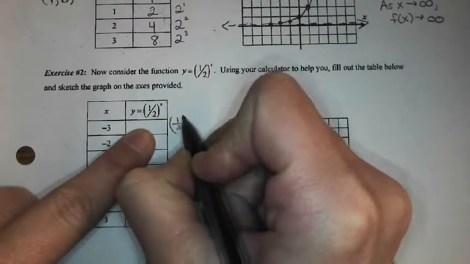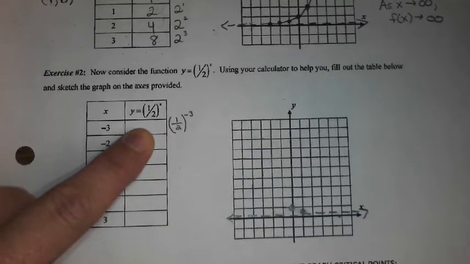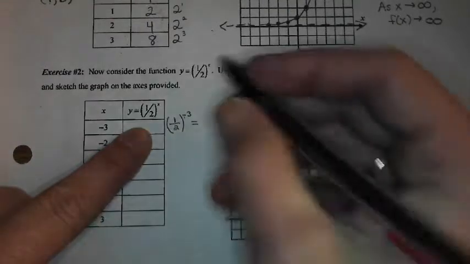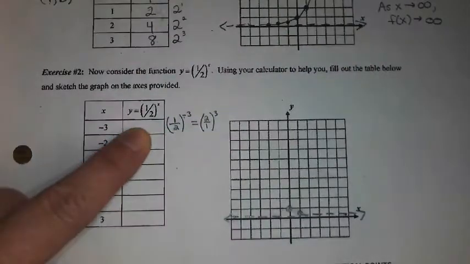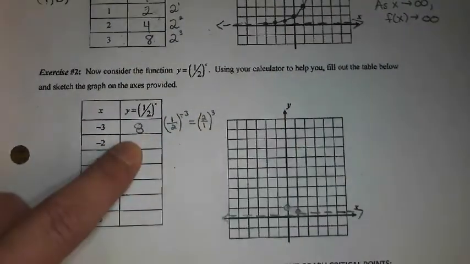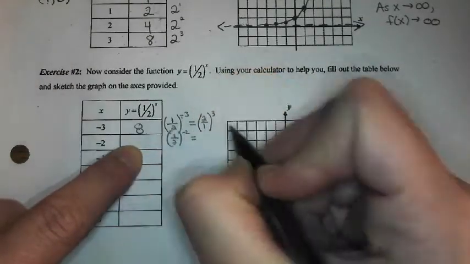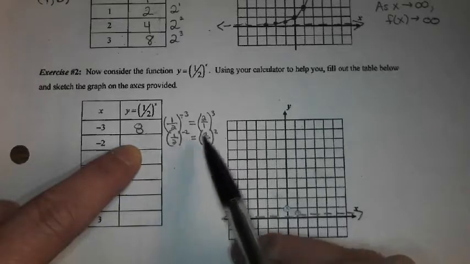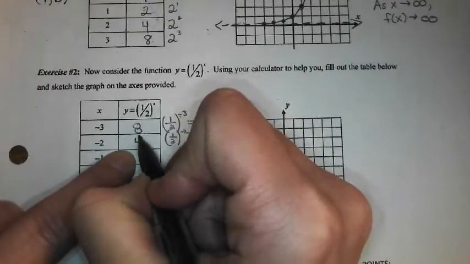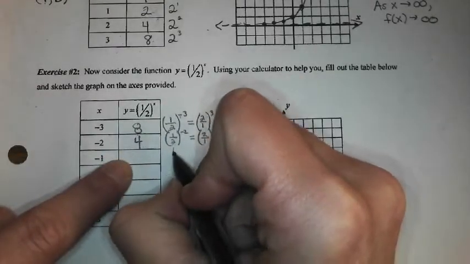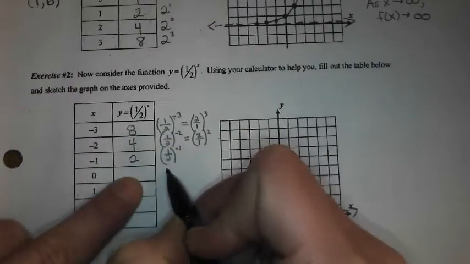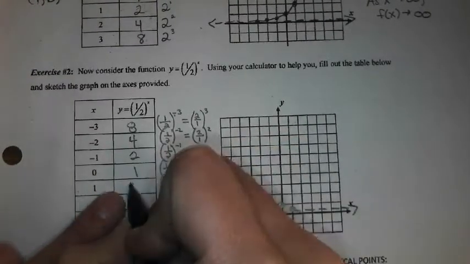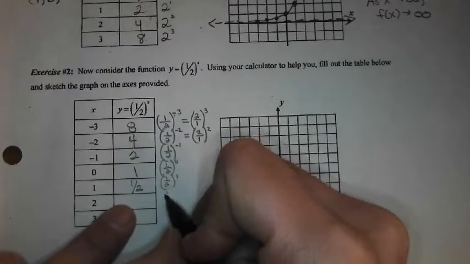1/2 to the negative third power. Did you know that when a fraction is raised to a negative, it just sort of flips the fraction? So that's really 2 over 1 to the positive third power. What's 2 to the third power? 8. 1/2 to the negative second is the same as 2 over 1 to the positive second. So the negative exponent reciprocates the fraction, and 2 squared is 4. What's 1/2 to the negative first power? 2. What's 1/2 to the 0 power? Because everything to the 0 power is 1. What's 1/2 to the first power? 1/2. What's 1/2 squared?